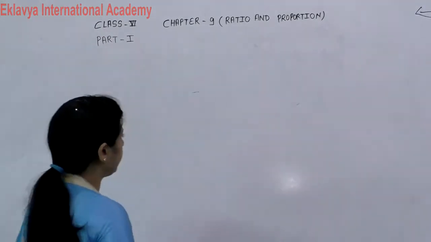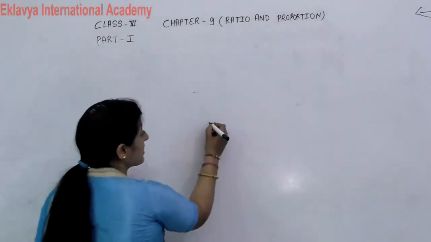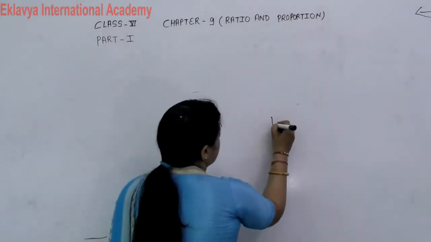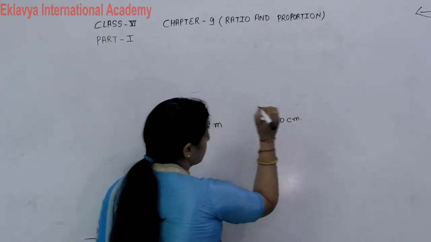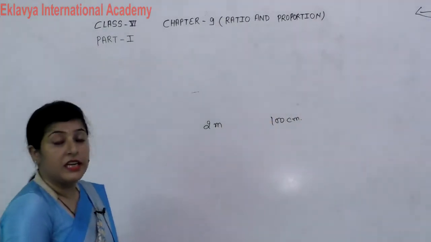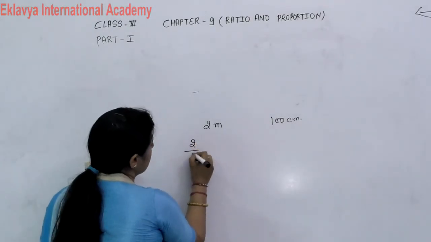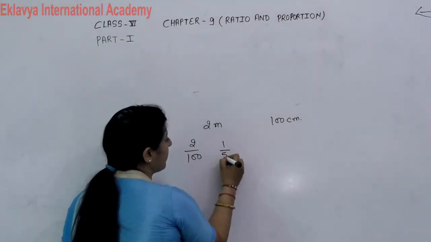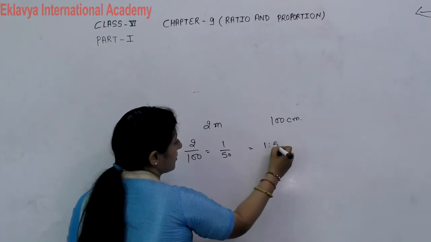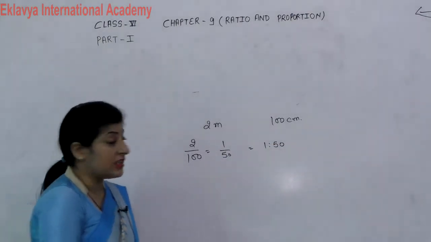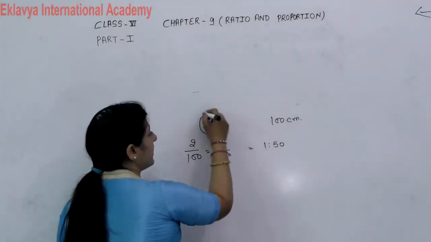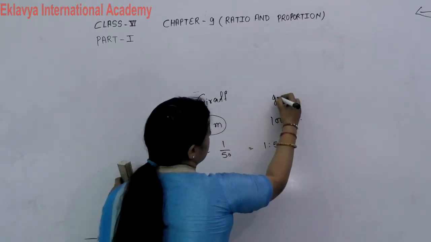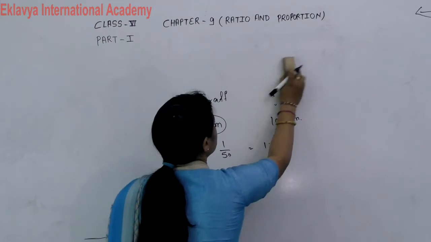Next thing, now see, suppose something is 2 meter and another thing is 100 centimeter. If I am taking the ratio of this, if I write 2 upon 100, then it becomes 1 upon 50. It means the ratio is 1:50. According to this, suppose this is a giraffe's height and this one is any girl's height, or we can say a rat's height.